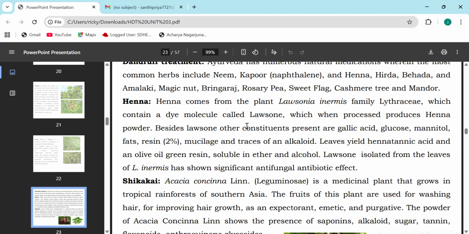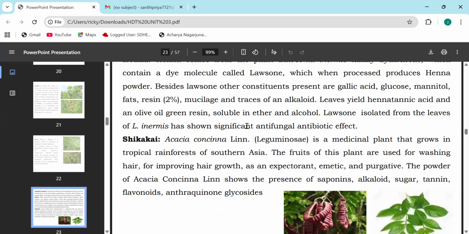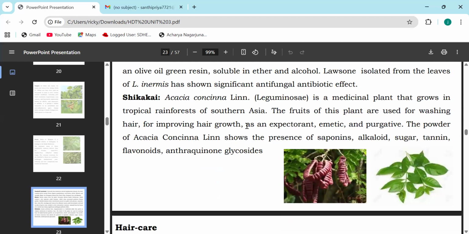And next, shikakai, Acacia concinna, Leguminosae family. It is a medicinal plant that grows in tropical rainforests of southern Asia. The fruits of this plant are used for washing hair and for improving hair growth, as an expectorant, emetic, and purgative. The powder of Acacia concinna shows the presence of saponins and alkaloids and sugar, tannin, flavonoids, anthraquinone glycosides.